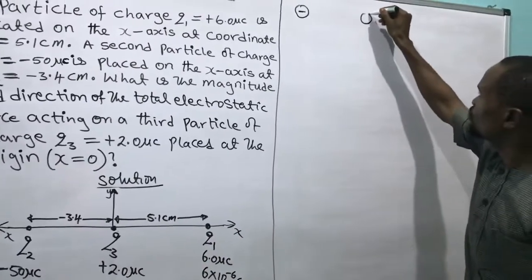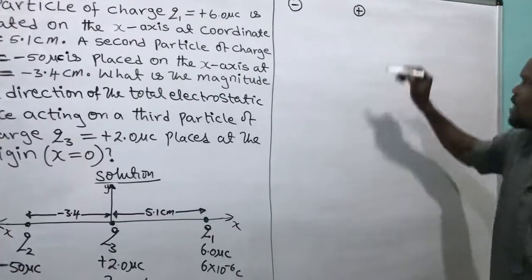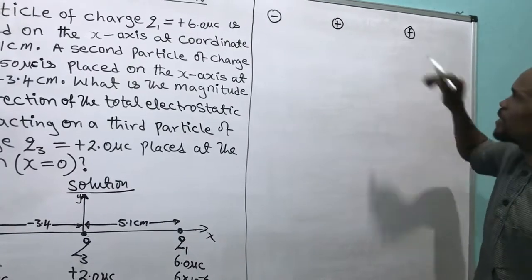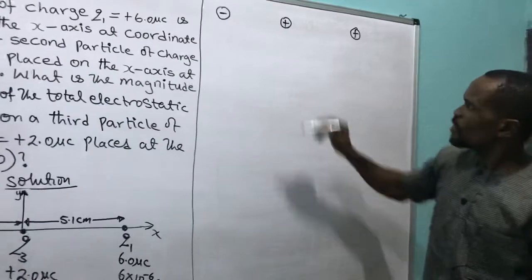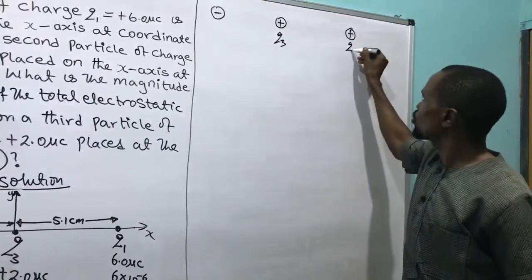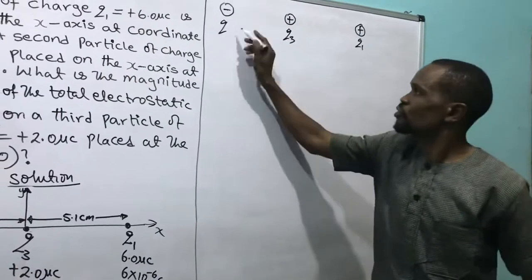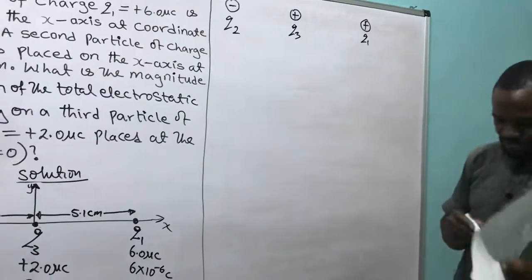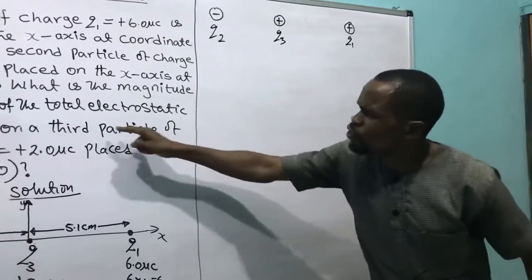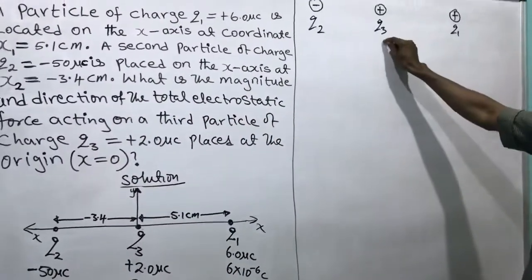Look at it. I want to know the force that is acting on them. This one is also positive, telling me that the charge is a positive charge. Now, what do they ask me? What will be the force? This is Q3. This is Q1. And this is Q2 in our diagram over there. What they asked me is the magnitude of the electrostatic force acting on Q3.